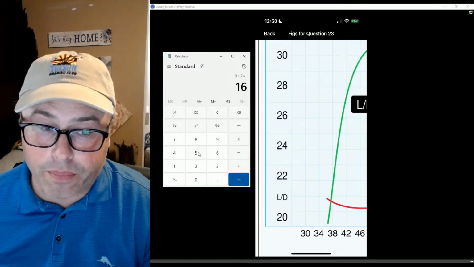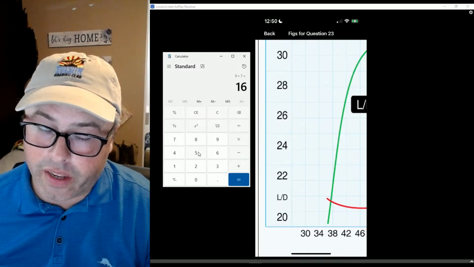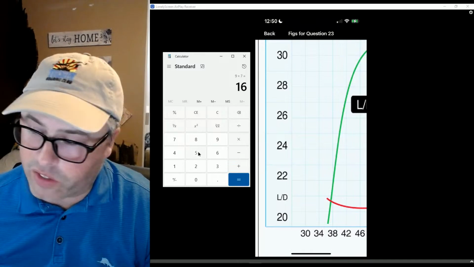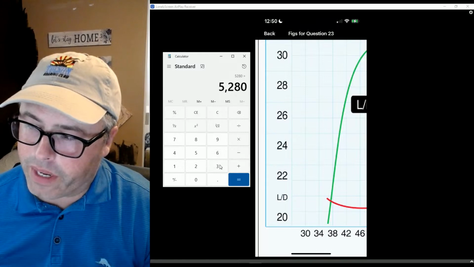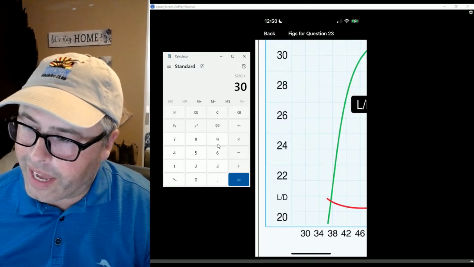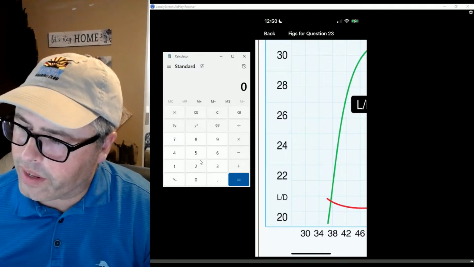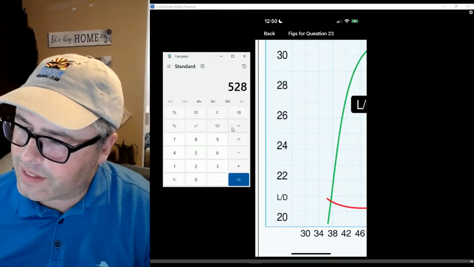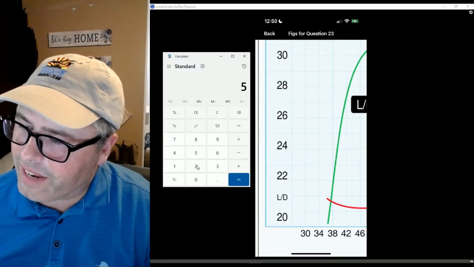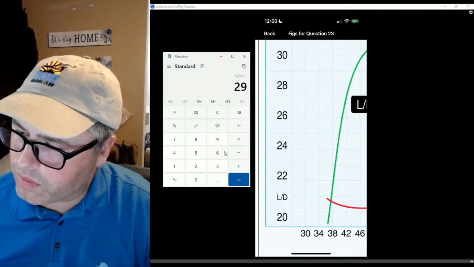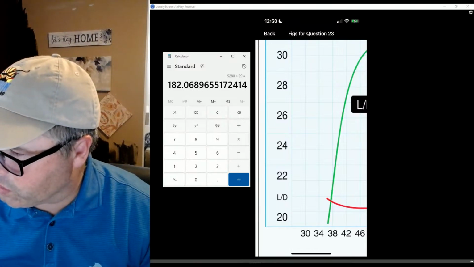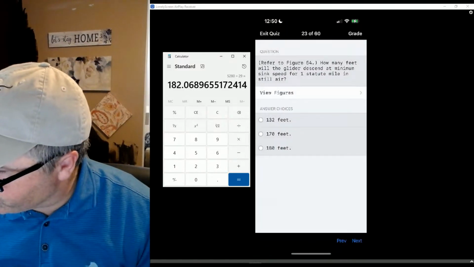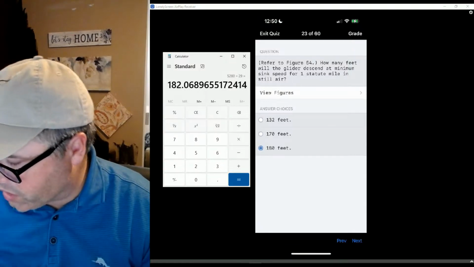How many feet is a mile? Because they give answers in statute. 1 statute mile is 5,280. It's 5,280 divided by 29 equals 182 feet. 182 point, yeah, 180. Closest answer.